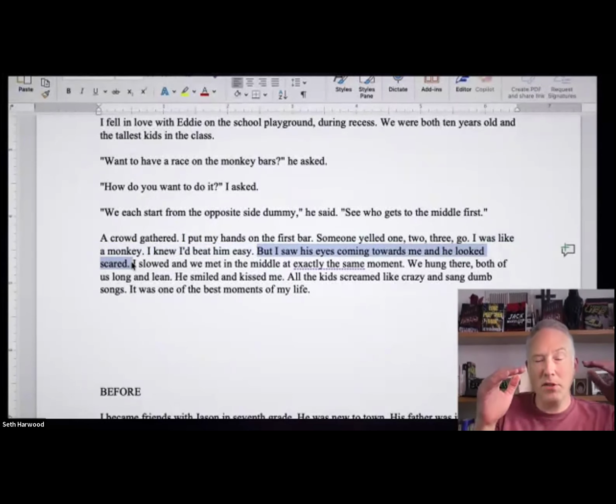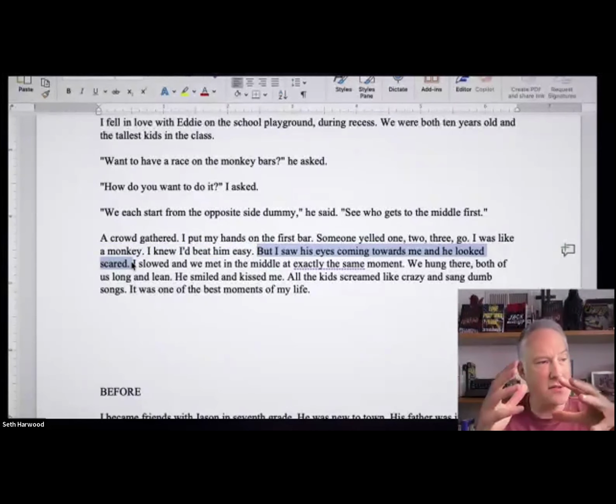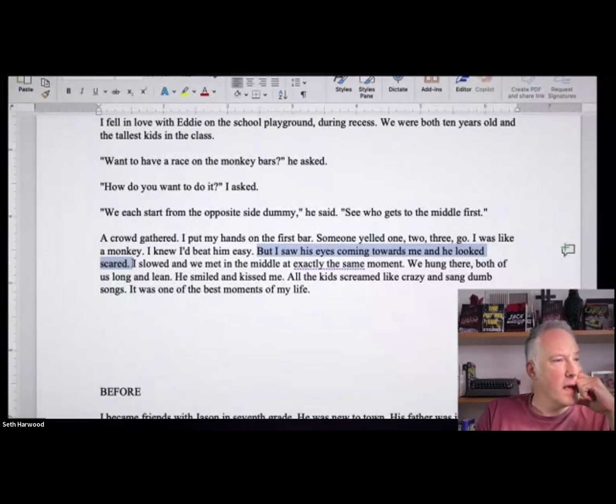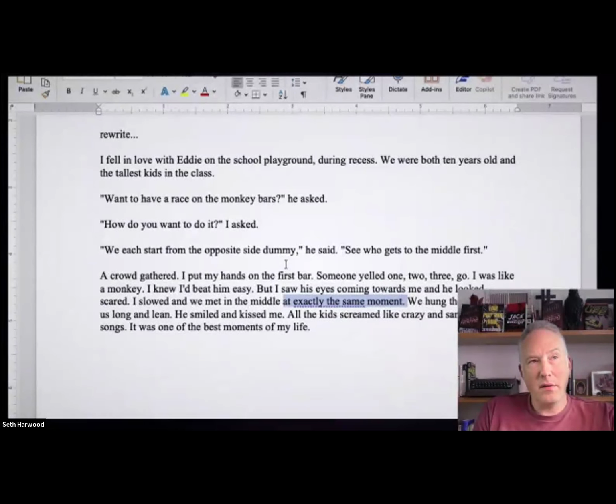So she probably sees his eyes really quickly. This is happening fast as they're going across the monkey bars, but it feels like she's dilating. The scene is getting a little bit slower. I slowed and we met in the middle at exactly the same moment. So here a moment is starting to take up space. And as a reader, we can feel that this moment is important because we've seen the writer slow down.